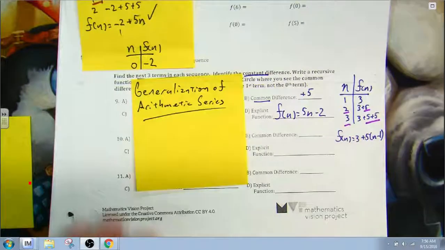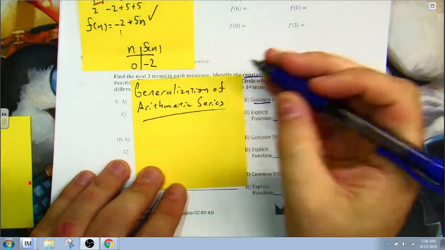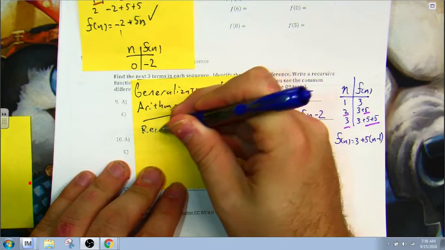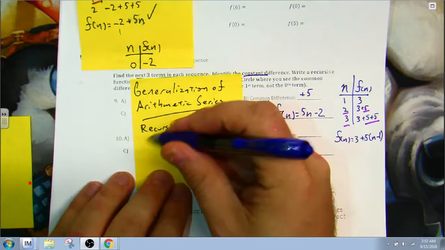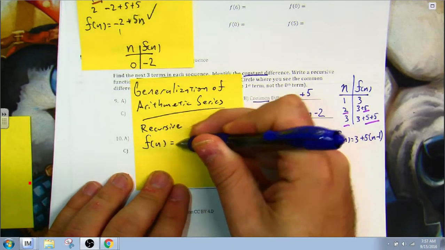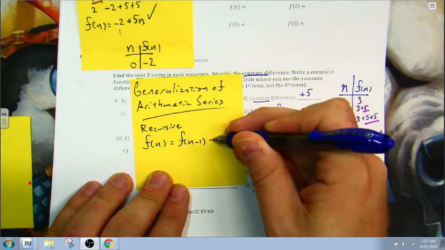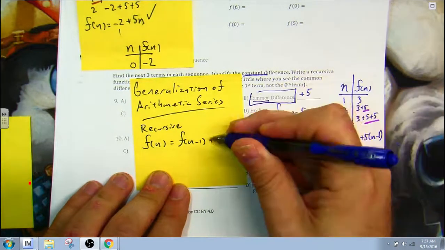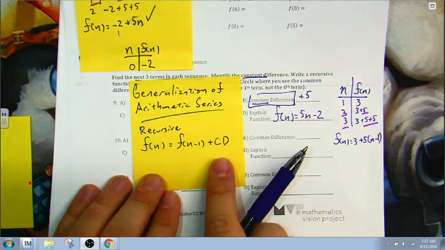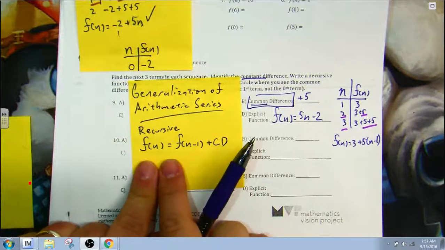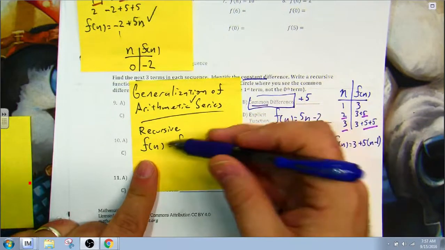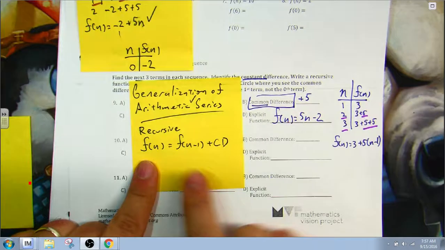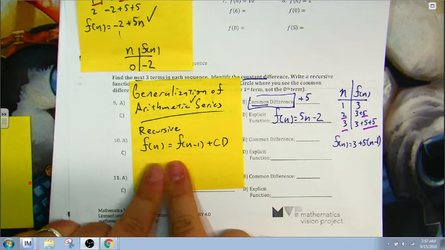So when we generalize arithmetic series, we're looking at two things. We're looking at recursive and explicit. So recursive for any arithmetic series is going to be f of n equals f of n minus 1 plus whatever this common difference is. So I'm just going to call that CD. Okay. So if you know it's an arithmetic series, meaning we add or subtract each time, and you can tell what the common difference is, all you have to do is write this, and you have written your recursive function.